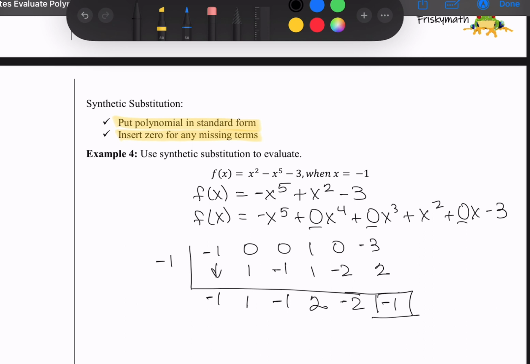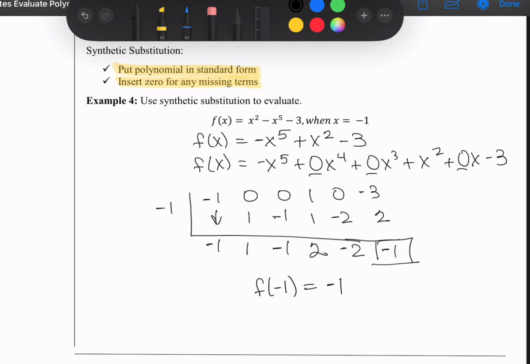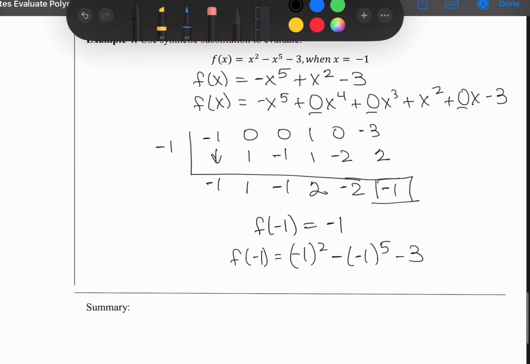So if I were to actually plug -1 into f of x, I would know that it's just going to equal -1. And some of you may be saying, well, maybe I just plug -1 in. Awesome. You could also do that. There are going to be times when you're not going to want to, though. And there's other reasons, like I said before, why we would do this. But let's just double check that we got the right answer. -1 raised to the 5th power is going to be a -1, so this is just +1. And I end up with -1.